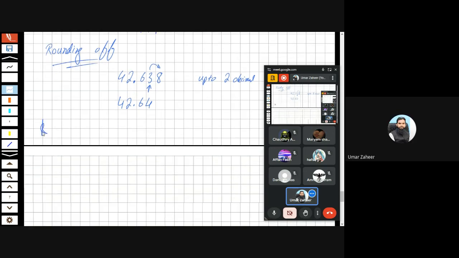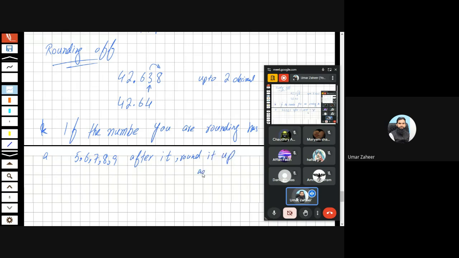So the rule was, if the number you are rounding has a 5, 6, 7, 8, 9, or any number after it, so you have to round it up, meaning you have to add 1 to the previous number.